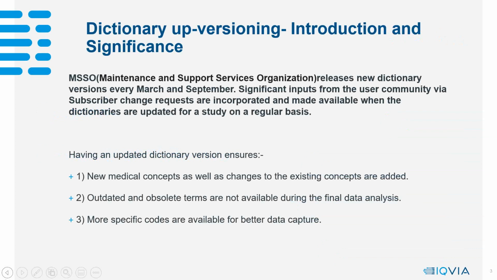Having an updated dictionary version ensures, one, that new medical concepts as well as changes to the existing concepts are added, which means there would be addition of new diagnosis or symptoms or changes in how the term maps to its hierarchy. Second would be outdated and obsolete terms are not available during the final data analysis. And third would be more specific codes are available for better data capture.